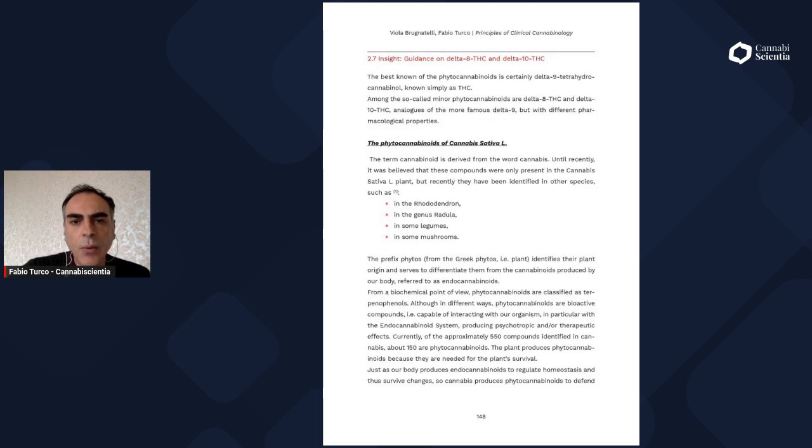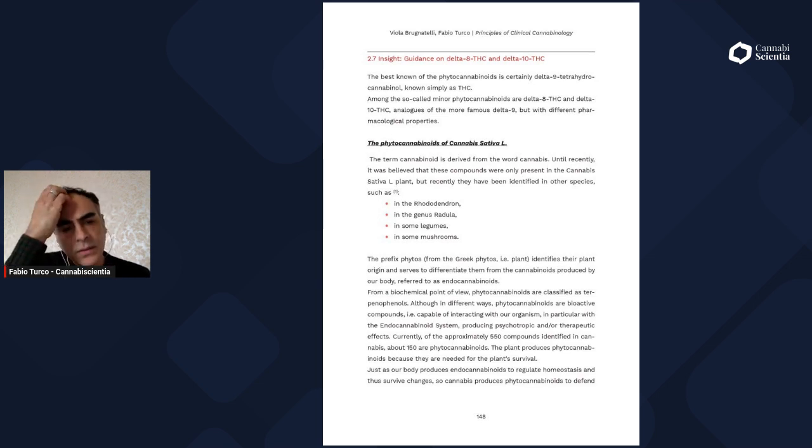So let's start with our book reading. Page 147 of the digital version of the handbook. The name of the paragraph is Insight Guidance on Delta-8 THC and Delta-10 THC. The best known of the phytocannabinoids is certainly Delta-9 tetrahydrocannabinol, known simply as THC. Among the so-called minor phytocannabinoids are Delta-8 THC and Delta-10 THC, analogues of the more famous Delta-9, but with different pharmacological properties.